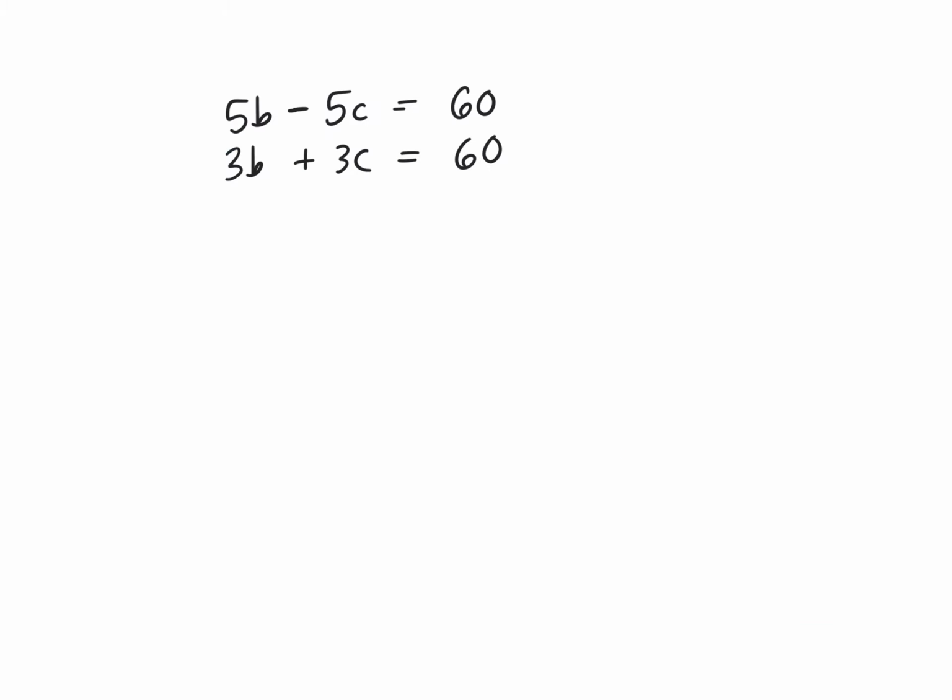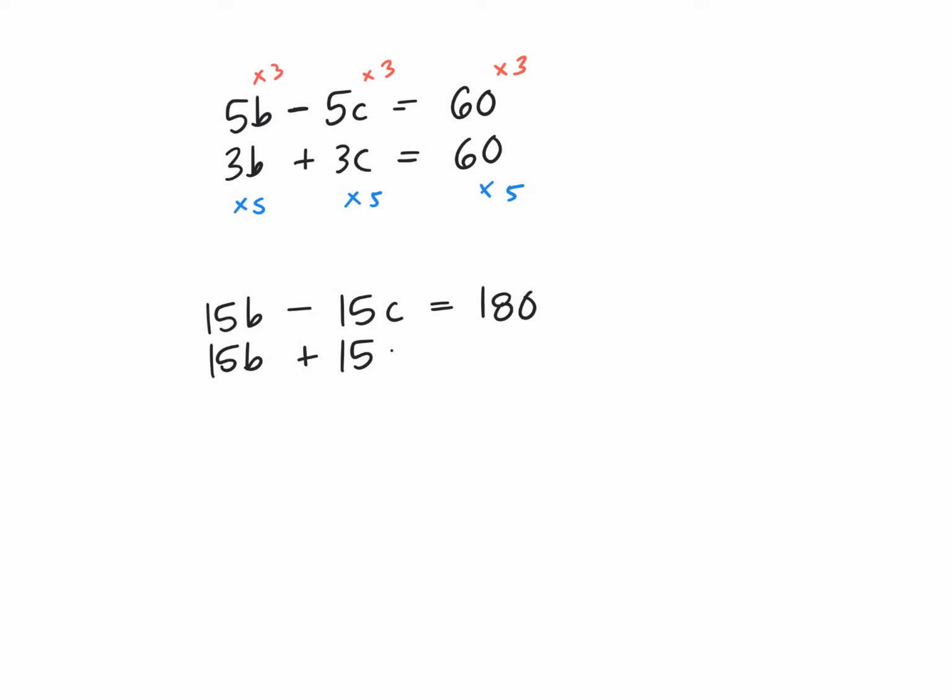Okay, so we're going to solve this by elimination. I need to eliminate one of the variables, but in order to eliminate the variable, I have to make the coefficients the same. So, what do you want to change the coefficients of, B or C? It doesn't matter. So what are we going to multiply the first equation by? Multiply it by 3, which will give us 15. So I have to multiply the other equation by 5. So let's rewrite it. I have 5 times 3 is 15B minus 15C equals 60 times 3, 180. And then 15B plus 15C equals 60 times 5, which is 300.